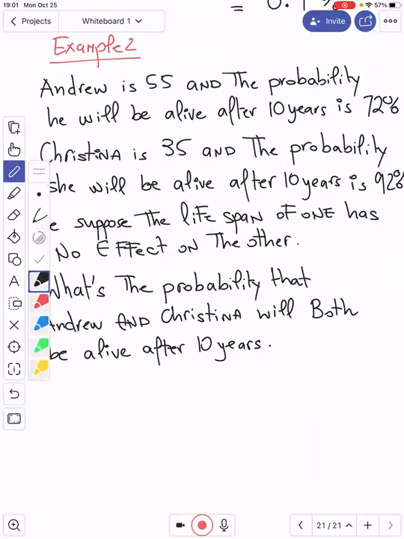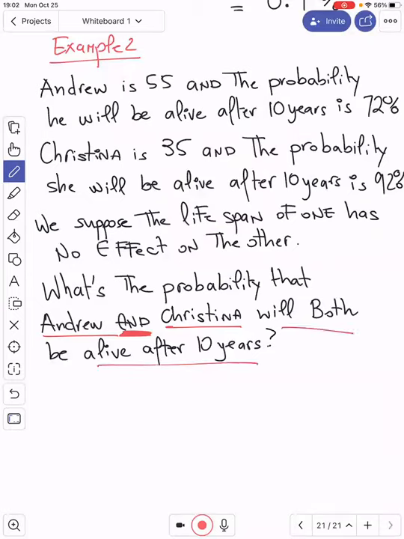All right, so let's read the problem again, guys. So there's Andrew, he's 55 years old, and the probability he will be alive after 10 years is 72%. There's Christina, 35 years old, and the probability that she'll be alive after 10 years is actually 92%. Anyway, we are looking for the probability that Andrew and Christina will both be alive after 10 years. So we have two events.